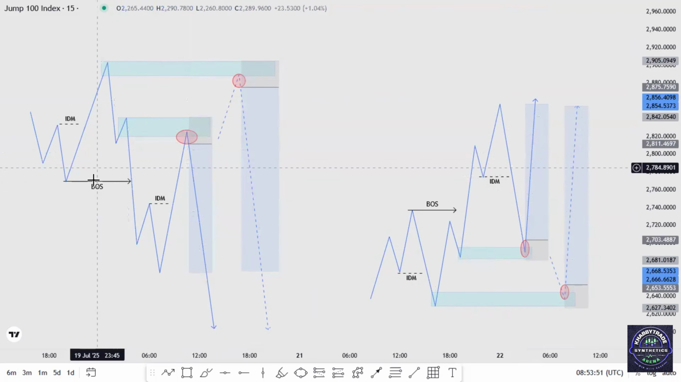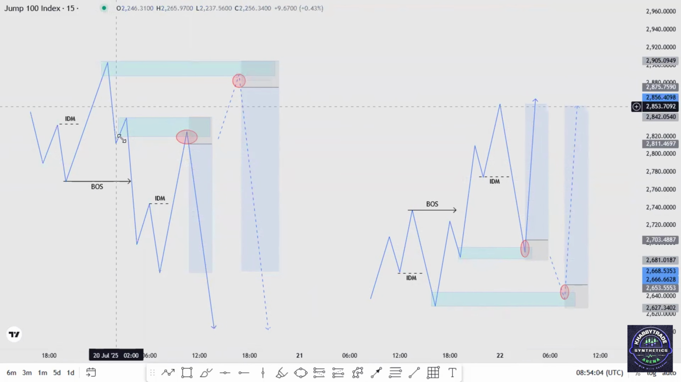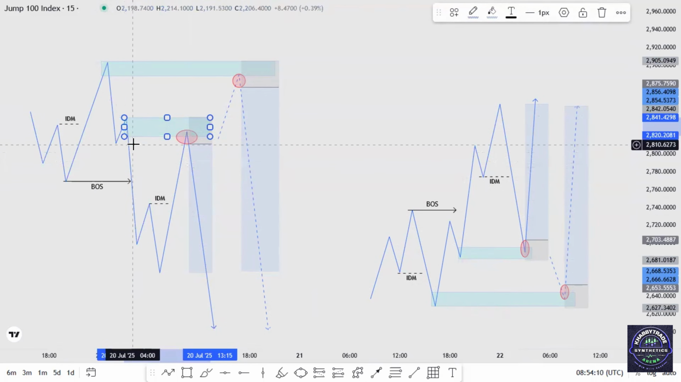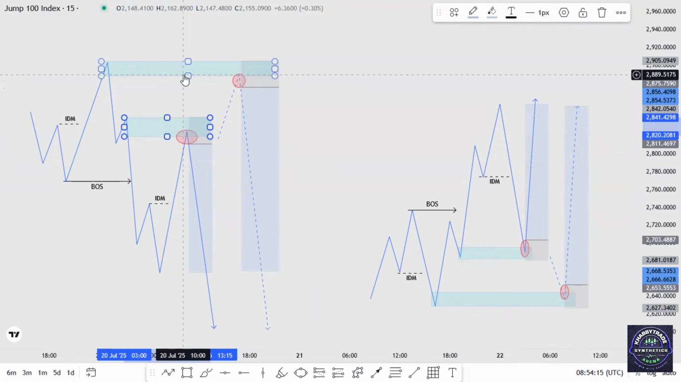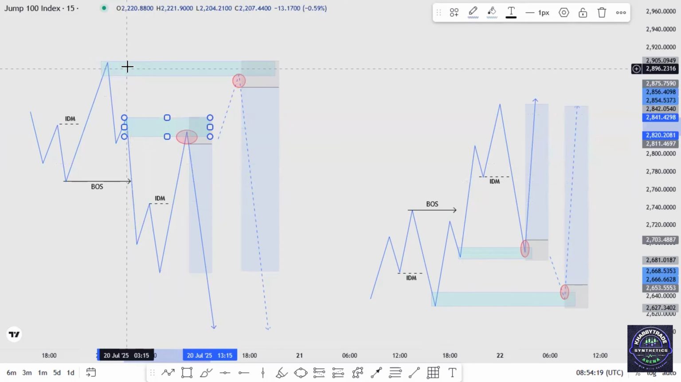So what we look for is, first of all, a break of structure. We need to get a break of structure. And after the break of structure, we look for inducement. Right after inducement, we look out for the points of interest left in the market, which are the order blocks left. Once you get your order blocks, you look for the first and the last. Take note of this. The first order block right after the inducement and the last order block. So this is the first one right after the inducement and this is the last one.